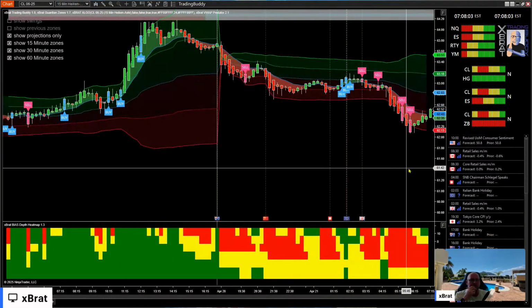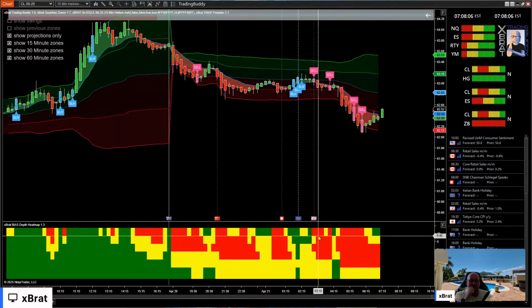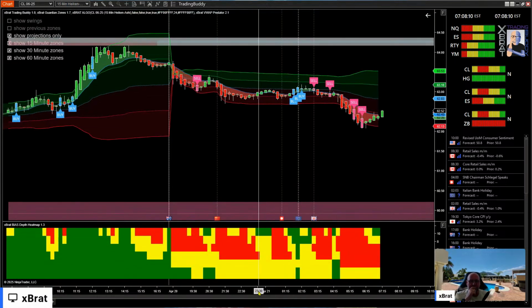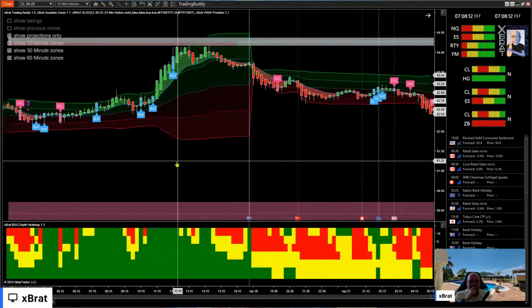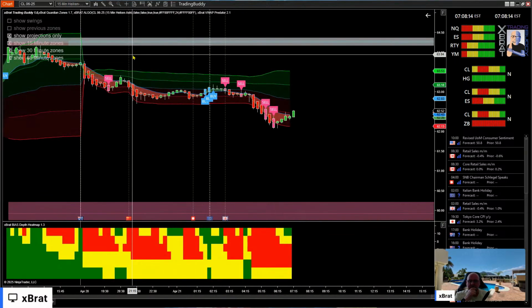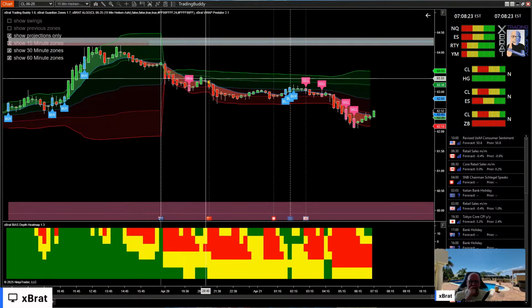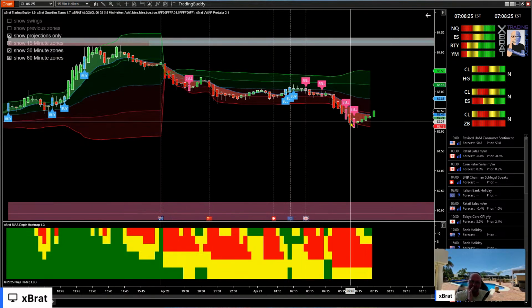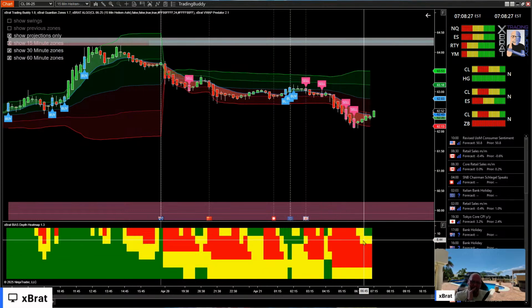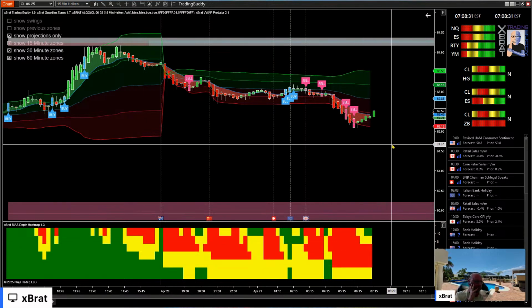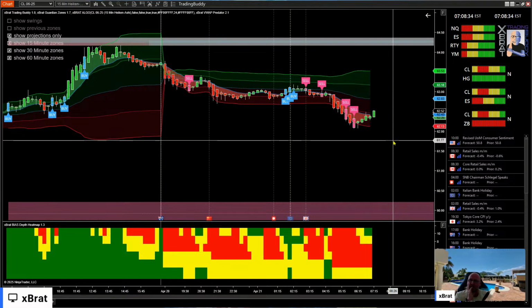Look what oil's doing. Pretty mixed in the bias depth heat map. Not a lot going on there. We did have a nice test of the confluence zone up here overnight, and then we've just been very slowly creeping down, but very mixed on the bias depth heat map. No real great trading opportunities there at all.